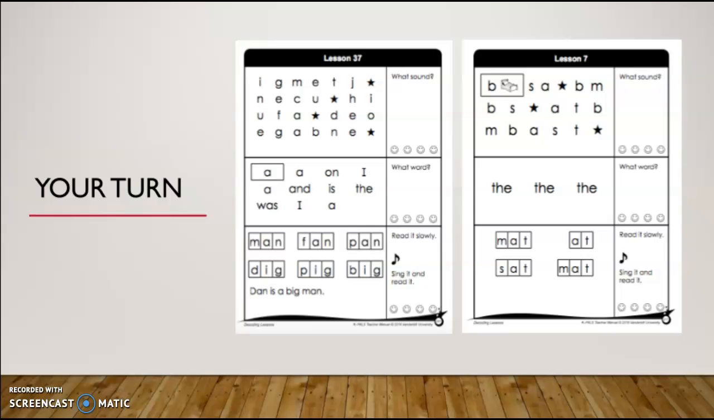Well, that is the end of our PD. I hope you have learned more about PALS in kindergarten and what it may look like.